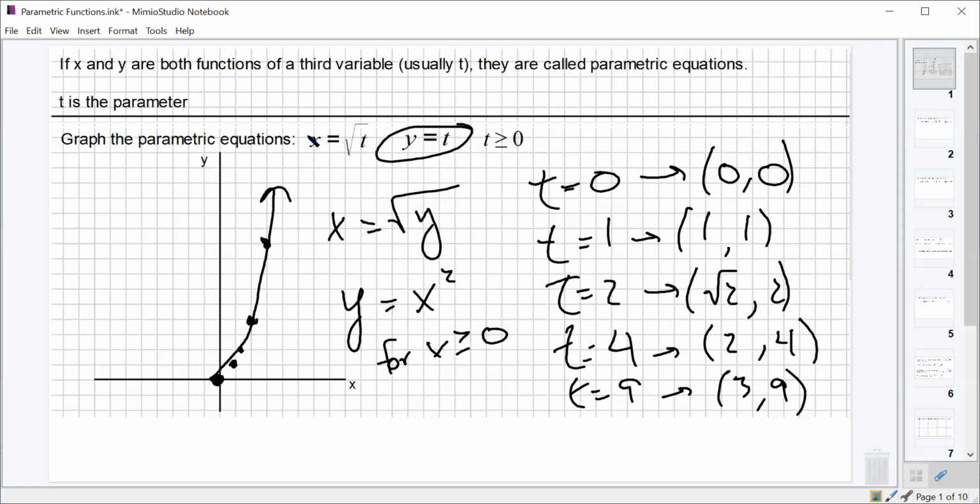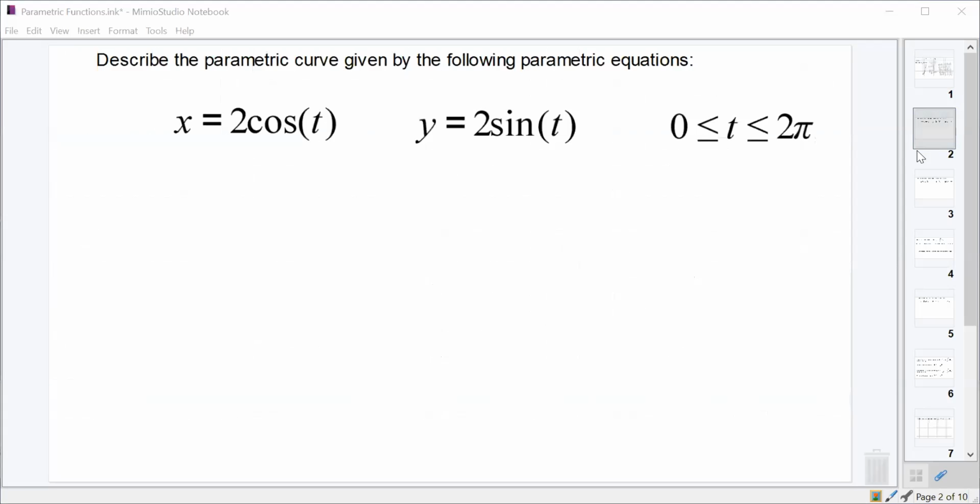I'll assume based on the silence that that makes sense. Let's look at another one. What do you guys think this one's going to look like? Anybody have an idea of what they think this one's going to look like? Yep, that's exactly right, Ryan. It's going to look like a circle.